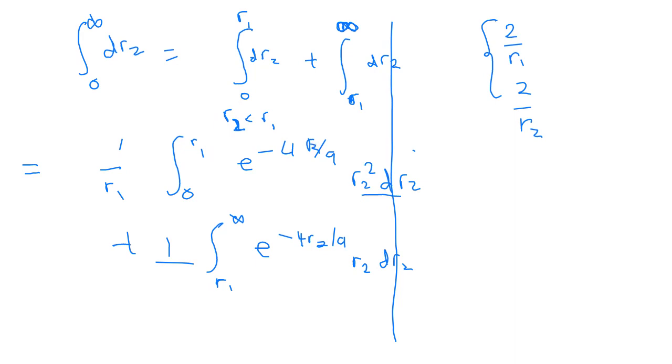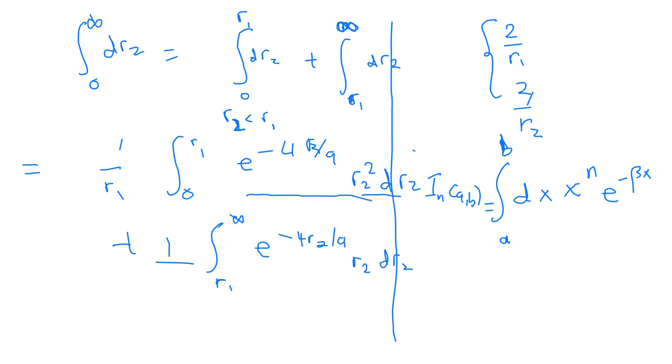So you are only left with integrals of the form, let's say, dx x to the n e to the minus beta x from a to b. Right? And because you need these types of integrals, I'm calling this I n a comma b. You need these types of integrals in order for you to express these. So how do you get those integrals?